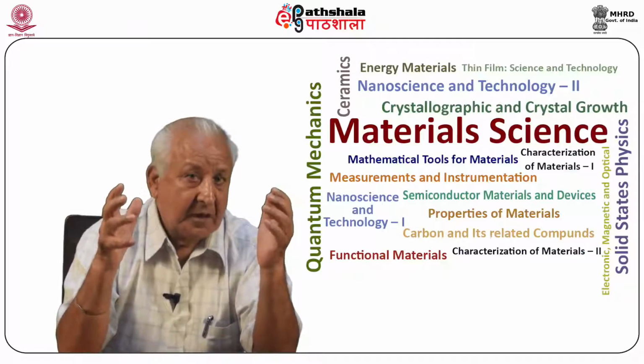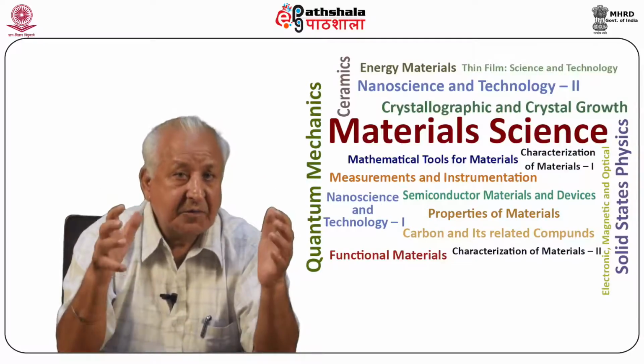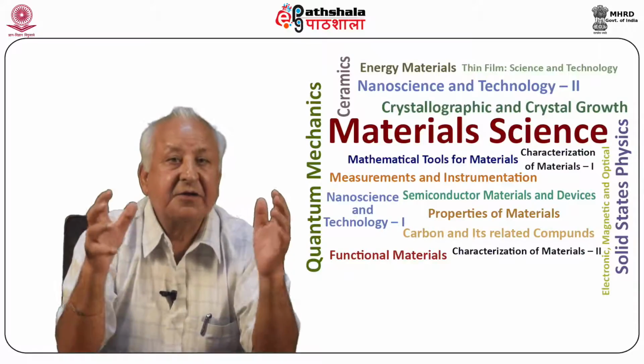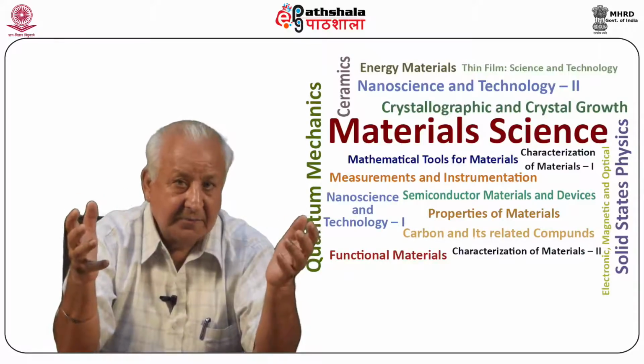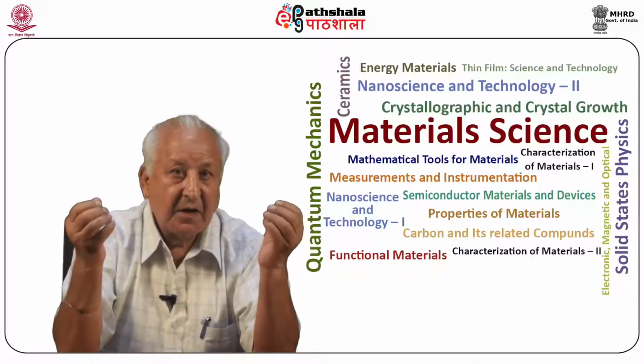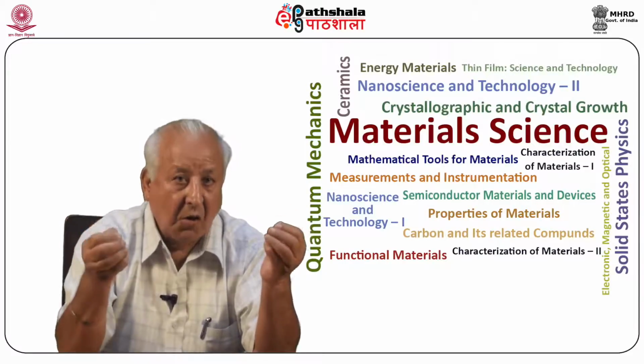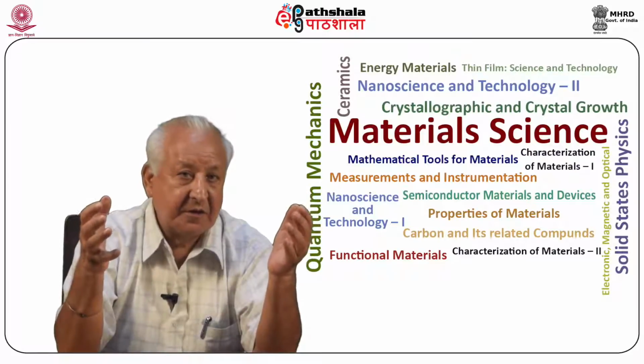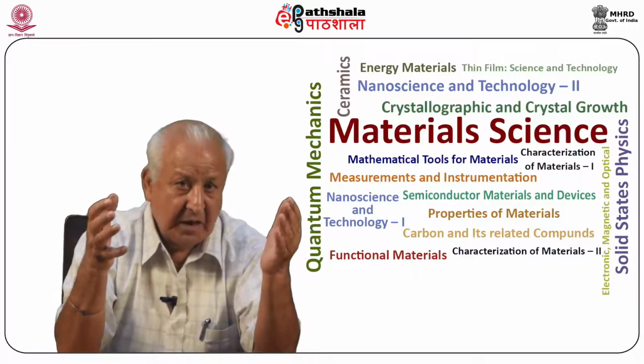Number three, crystals can also be made colored by exposing them to high energy radiation like X-rays, gamma rays, or by irradiating them with energetic neutrons or electrons.